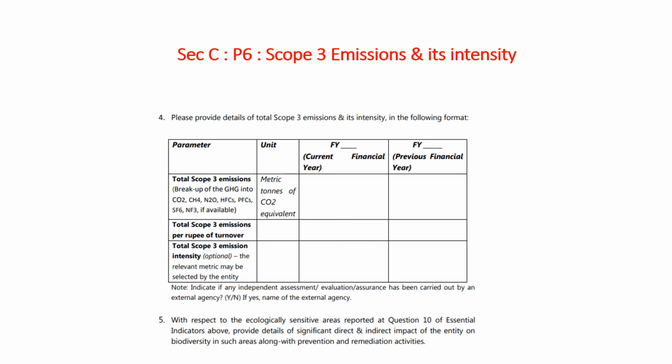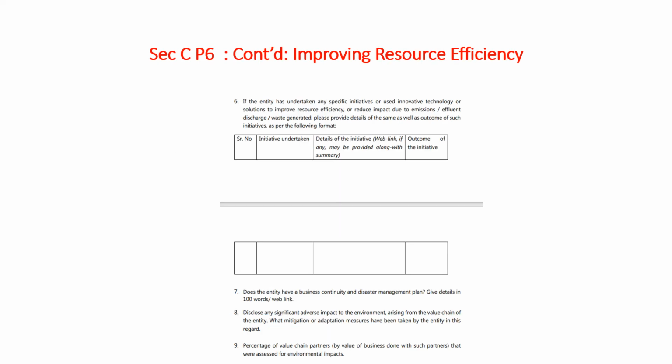Scope 3 emission. What is scope 3 emission? We said it is from your value chain partners. So how much of these emissions are there, and what is the per rupee turnover, and what is its intensity. With respect to the ecologically sensitive areas reported, provide details of significant direct and indirect impact of the entity on biodiversity in such areas, along with prevention and remediation measures.